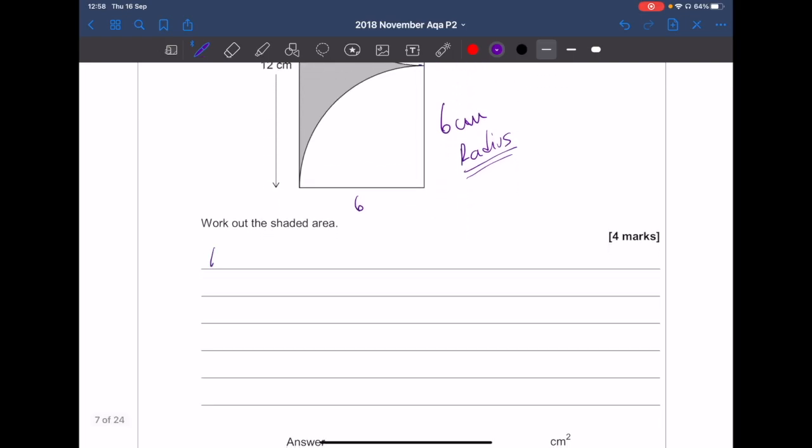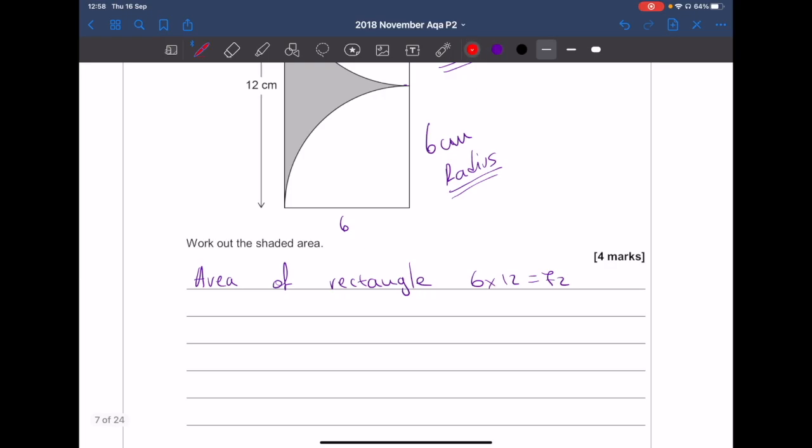So let's find the area of the rectangle. It is going to be 6 times 12, so 72. So that would give you 1 mark, guys. That gives you 1 method mark just here straight away.